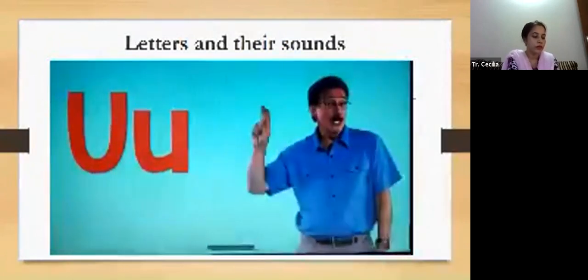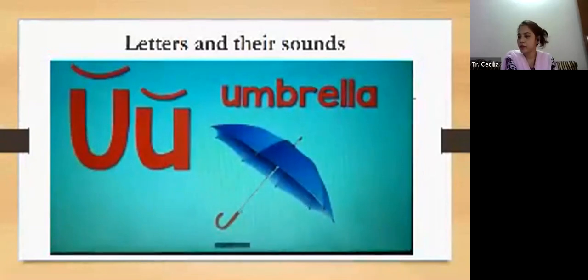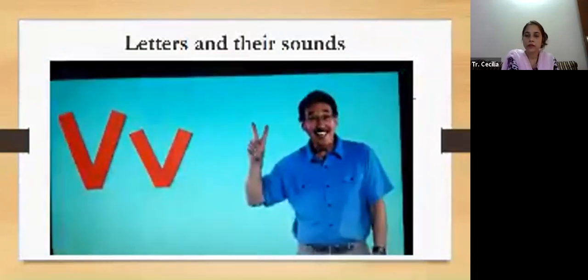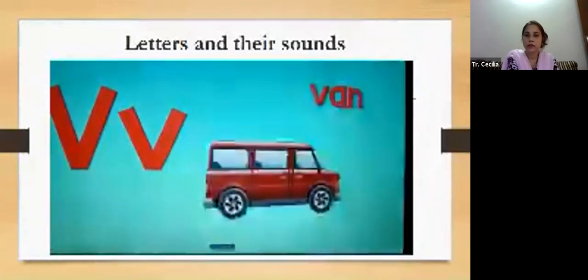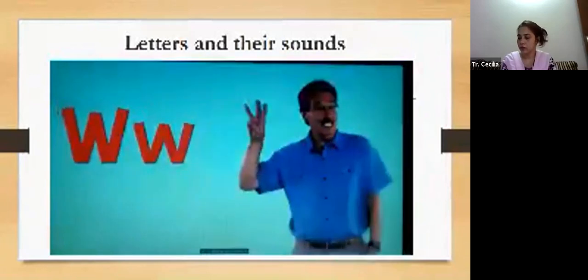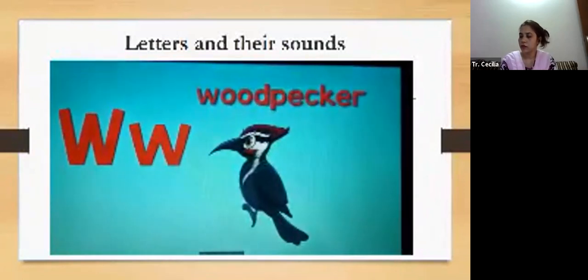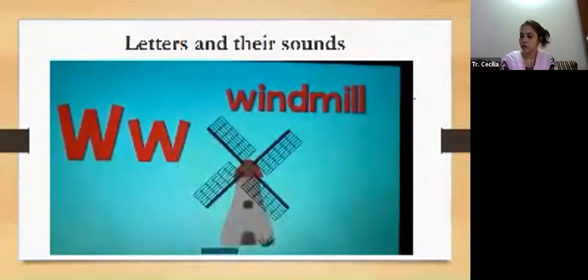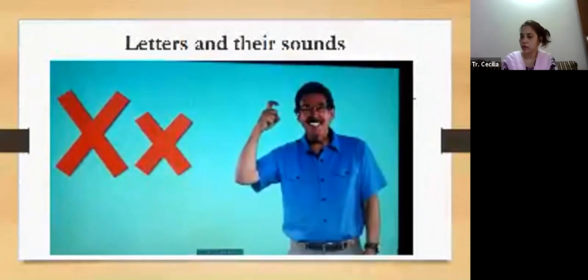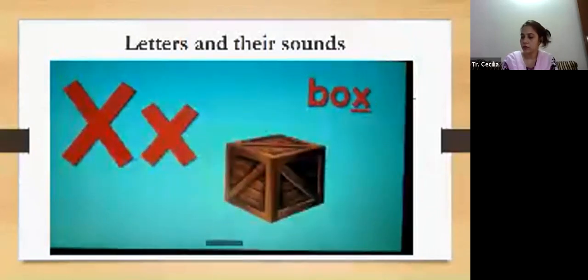U, U, this is the letter U. Umbrella. U, U, ukulele. V, V, this is the letter V. Van. Viper. W, this is the letter W. Woodpecker. Windmill. X, this is the letter X. Like in fox. Like in box.